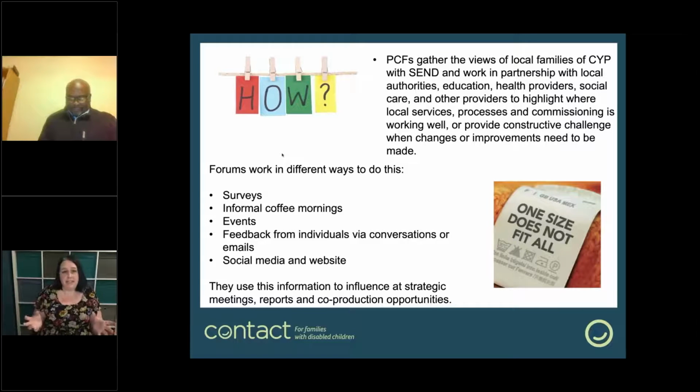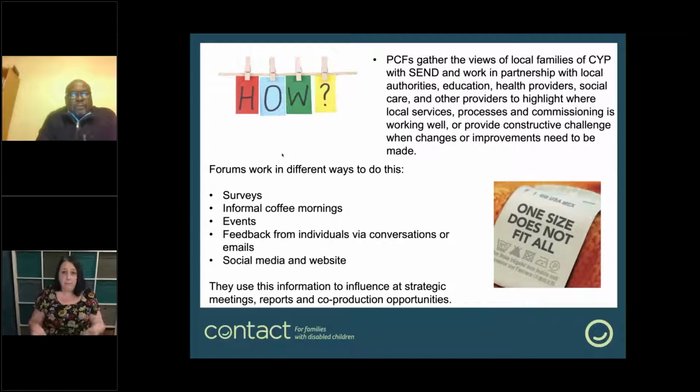So we use a variety of methods, and forums up and down the country use this all the time. It could be surveys, it could be more informally through coffee mornings, it could be events, it could be feedback from individuals that we're having conversations with, or via email. It could be our social media or our websites. And all of that information we can use to influence at a strategic level, to provide reports and to influence co-production opportunities. But as Richard's just previously mentioned, we have to work within the law, and part of that is the GDPR side of things.